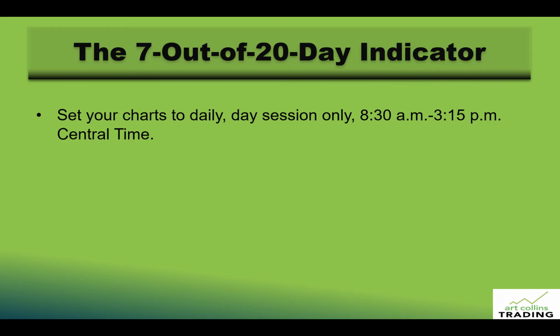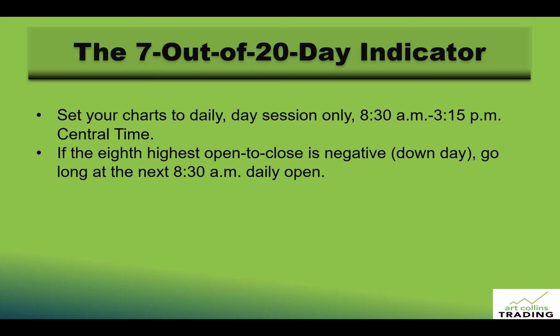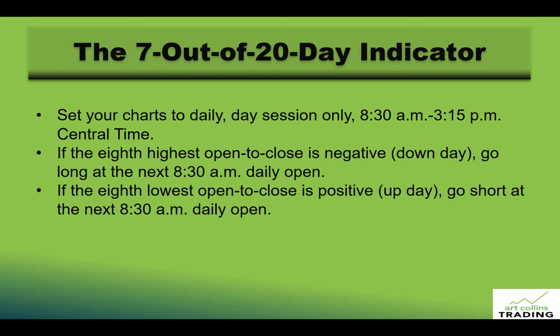So, set your charts to daily, day session only, 8:30 a.m. to 3:15 p.m. Central Time. If the 8th highest open to close is negative, go long the next 8:30 a.m. daily open. If the 8th lowest open to close is positive, go short the next 8:30 a.m. daily open. And again, we're talking of the last 20 days, day session prices only. Exit at the 3:15 day session close.